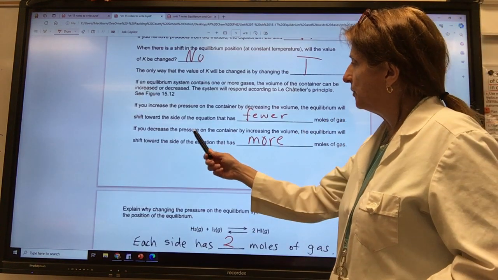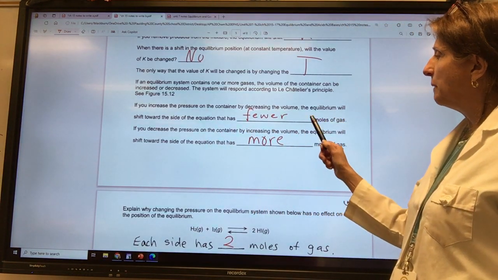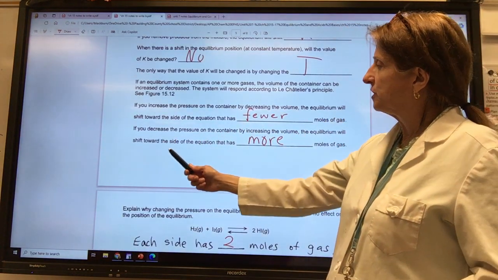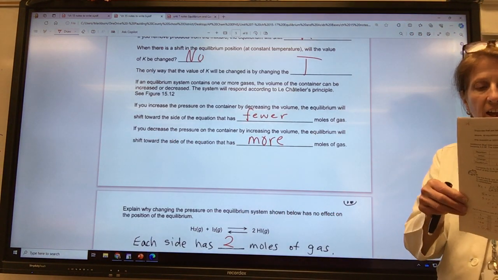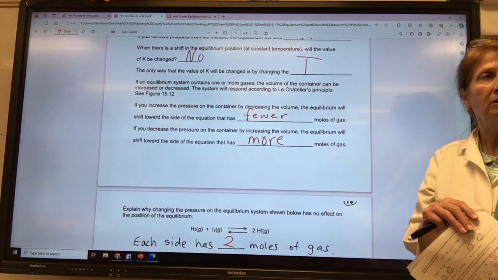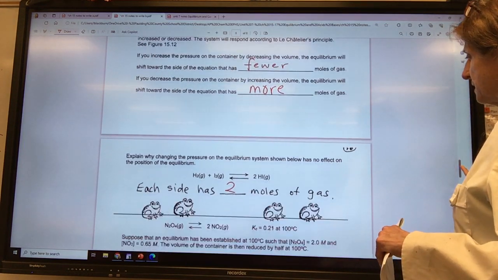And the opposite: if you decrease the pressure on the container by increasing the volume, it will shift to the opposite side, the one that has more moles of gas. Okay, do y'all remember that from honors? Okay, I didn't emphasize it very much.